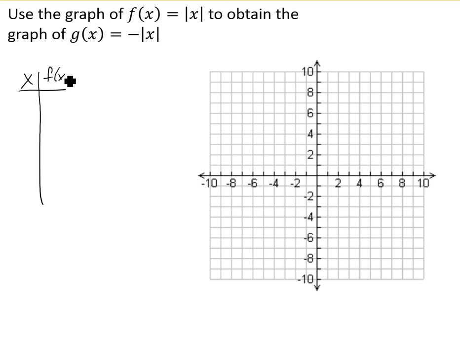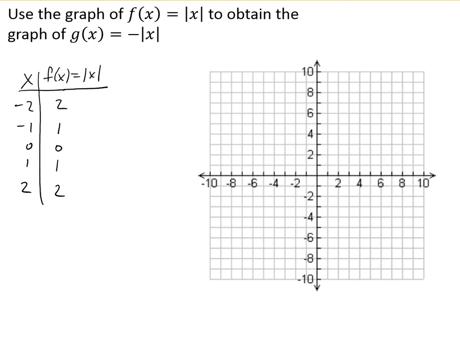and this is going to be our absolute value function, our standard or common absolute value function, which has that V shape. And so we'll go ahead and plug in the integers from negative 2 to 2. So the absolute value of negative 2, the absolute value of negative 1, and of 0, 1, and 2.